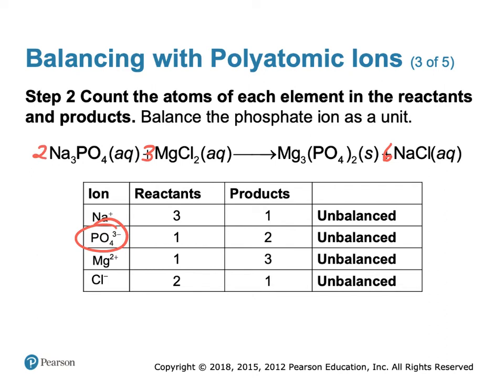Now let's look at the phosphates. You can see that this 2 is distributed to the entire polyatomic. And now we have 2 phosphates on the product side. So we should be balanced.